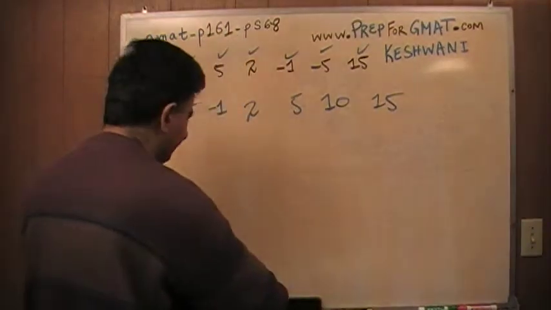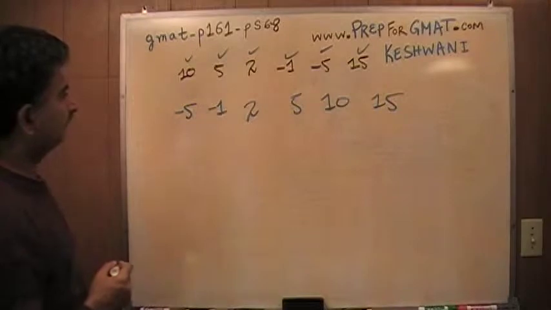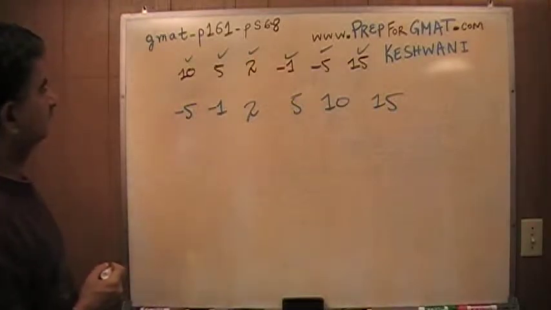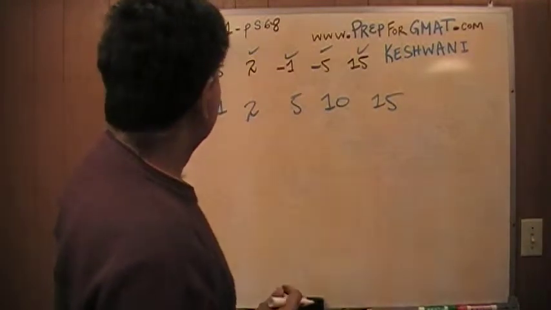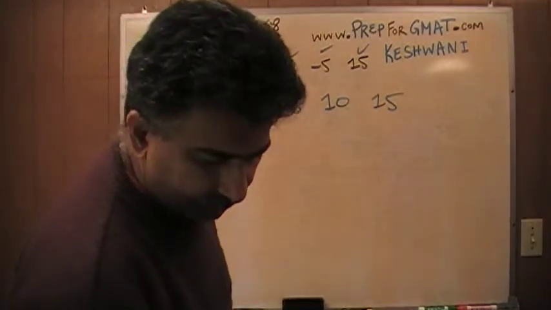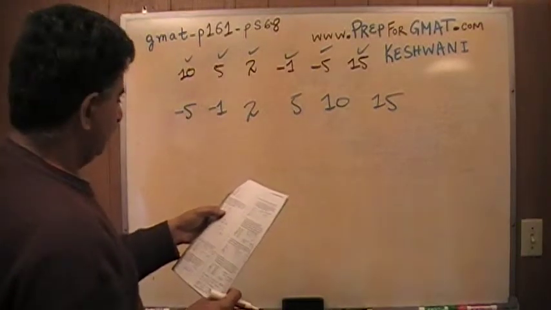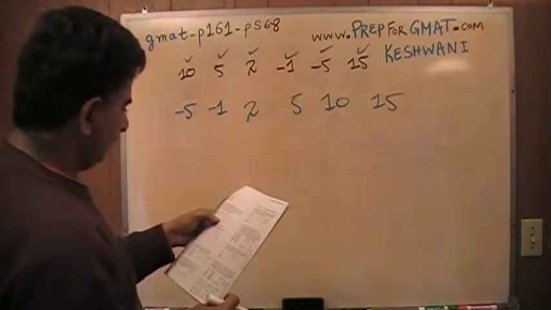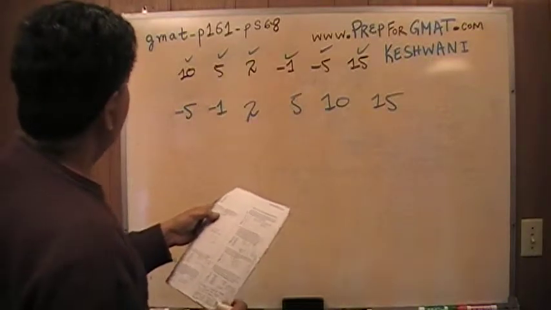So in order to find the median, did I mess it up? Negative 5, negative 1, 2, there we go. Did I leave something out? Negative 5, what is negative 2? There is a negative 2. Oh, this is a negative 2.